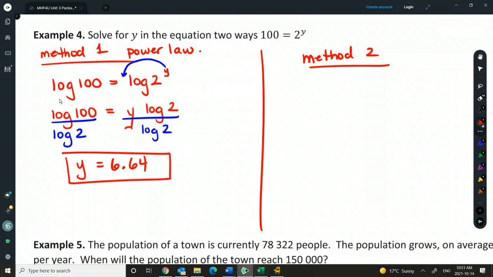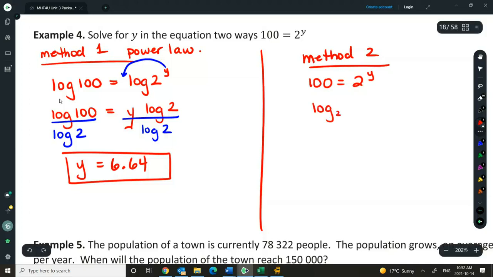Second method is, I want to take this, and I want to express this in logarithmic form. So remember we practiced in our first lesson in our homework, switching back and forth. So how do I express this in logarithmic form? Amelia? Log base 2 of 100 equals y, right? Yeah, and then log 100 divided by log 2. Okay, so we switch into logarithmic form.